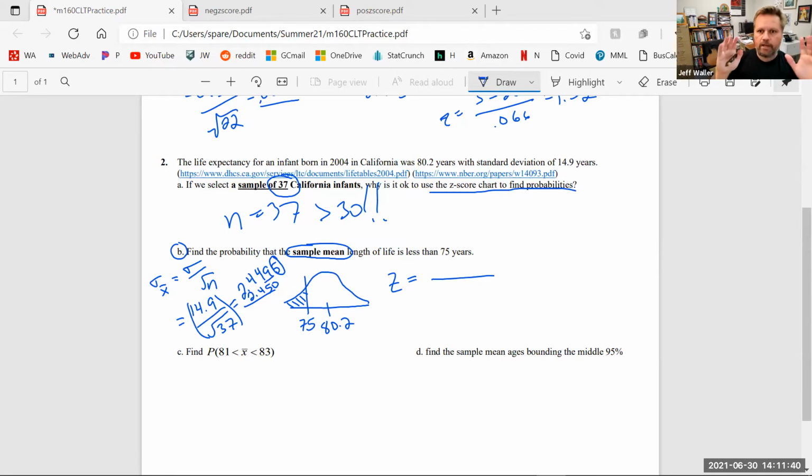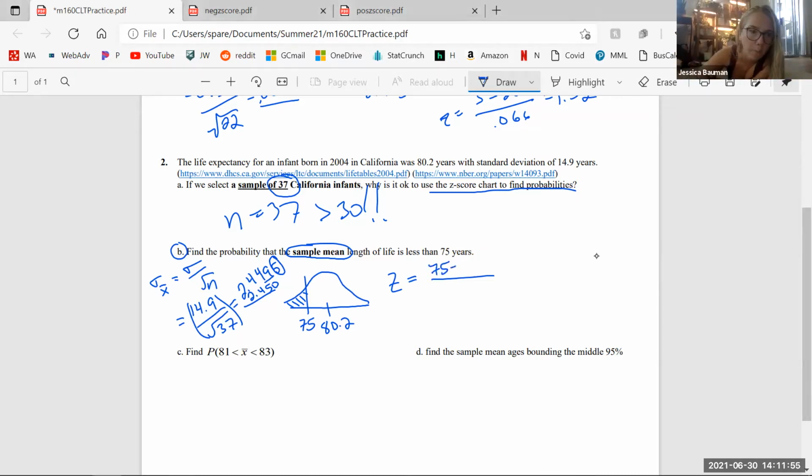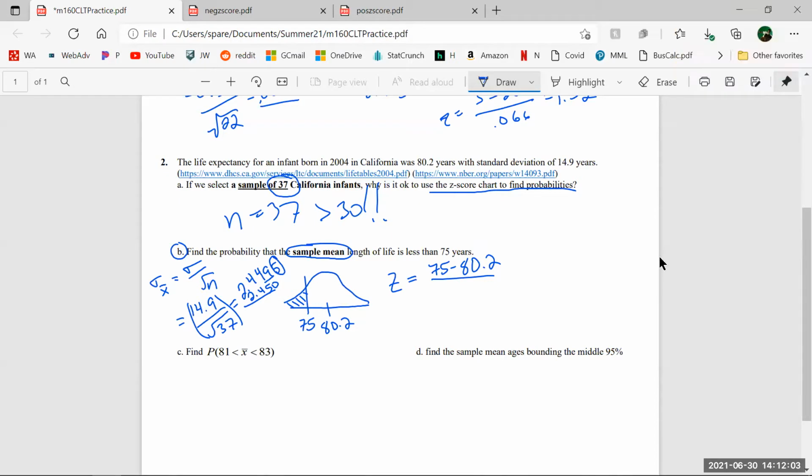All right. Now, coming back to this. What do I put up here now? Would it be 75 minus 35? Good, yeah. So my data point that I'm interested in, minus the mean, divided by what? 2.450. Good.